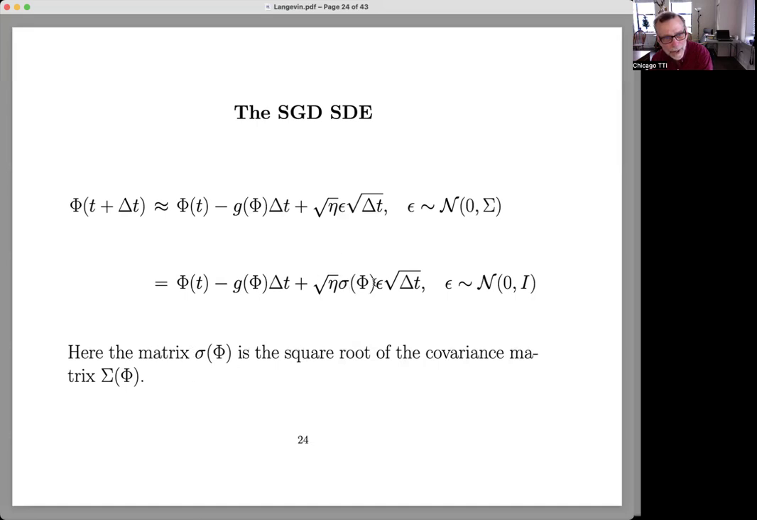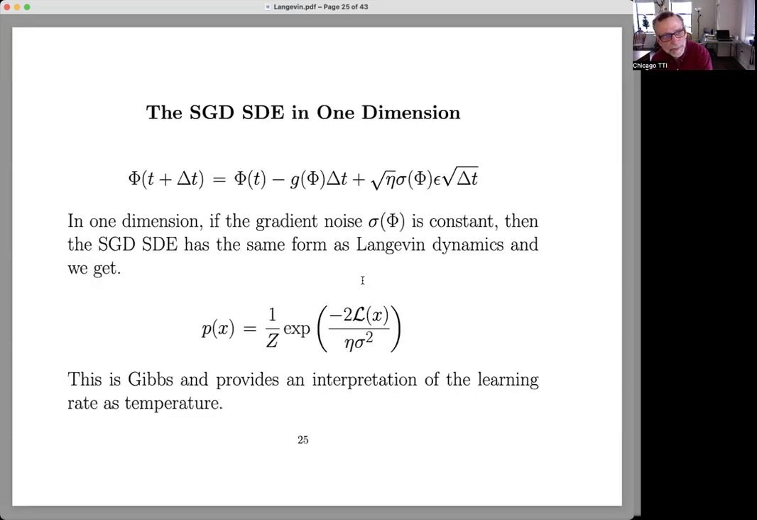So here, this is the square root of the covariance matrix. So if we do this in one dimension, let's just consider this equation in one dimension. So now we're adding this square root of a covariance matrix. Well, in one dimension, it's just the standard deviation.